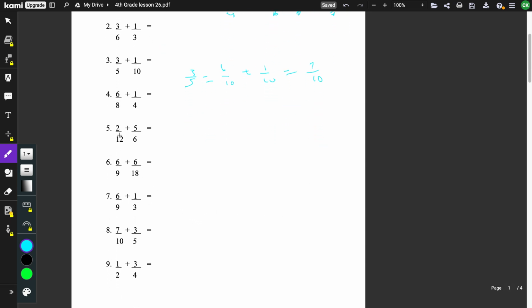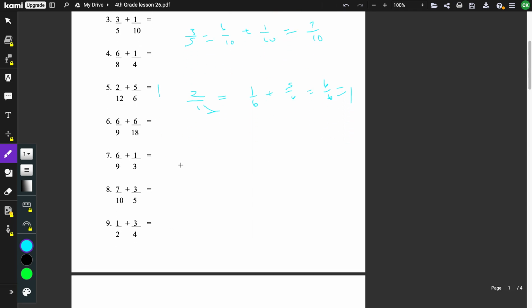Number 5, 2 over 12 actually simplifies down to 1 over 6. So 1 over 6 plus 5 over 6 essentially equals 6 over 6, which is equal to 1. So for number 5, it's also 1.